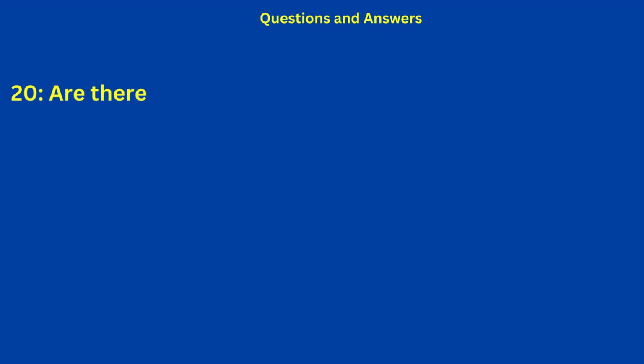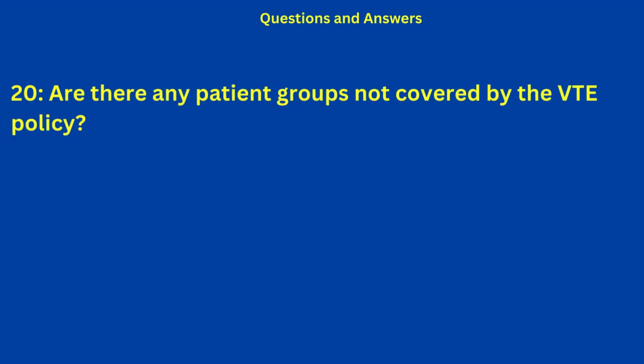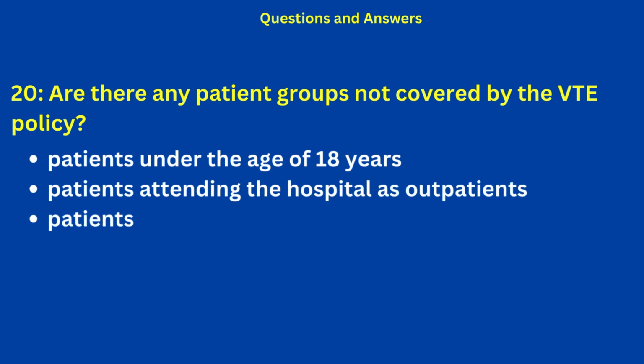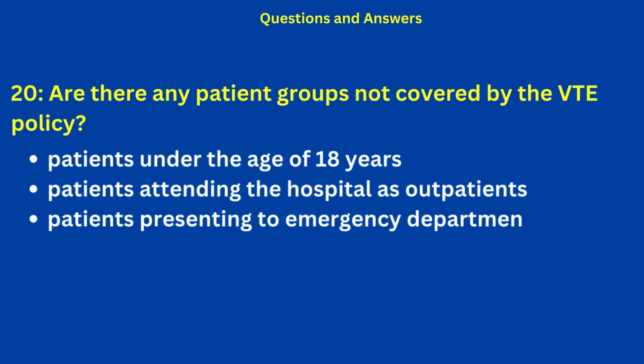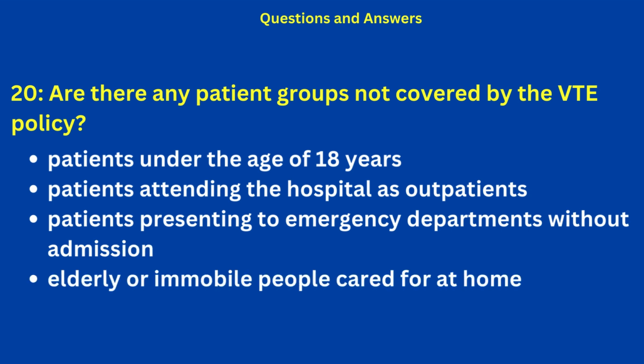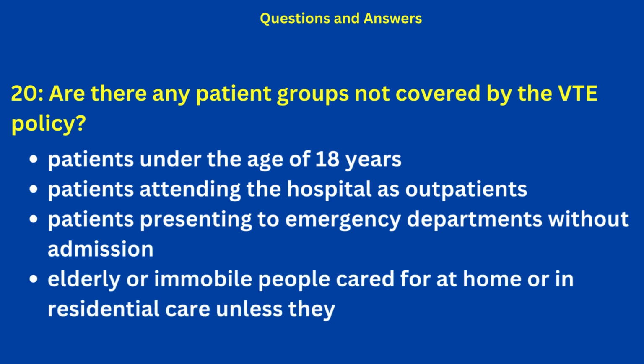Question 20. Are there any patient groups not covered by the VTE policy? Yes, the policy doesn't cover patients under the age of 18 years, patients attending the hospital as outpatients, patients presenting to emergency departments without admission, and elderly or immobile people cared for at home or in residential care unless they are admitted to the hospital.